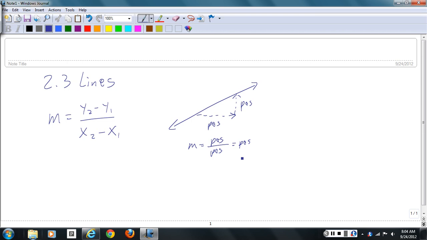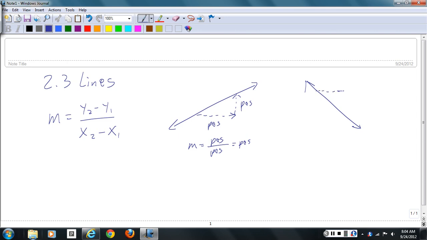If you switch it and go from the upper right to the lower left, then both the rise and run would be negative. And that would be a negative divided by negative, but it's also positive, so positive slope either way. A line that slants downward to the right, like that, is going to have a negative slope.